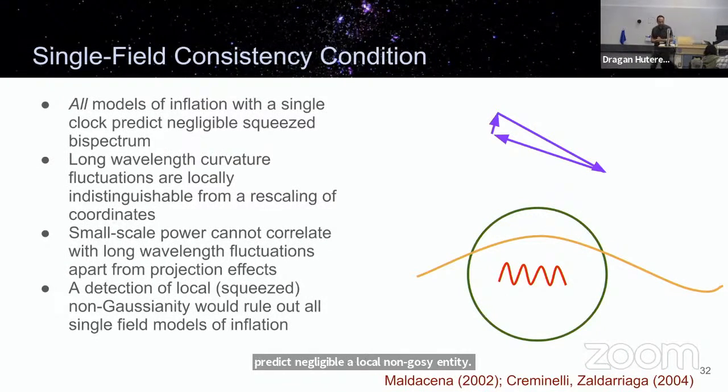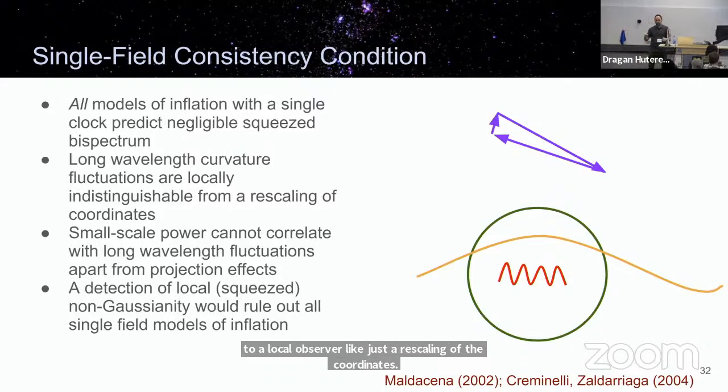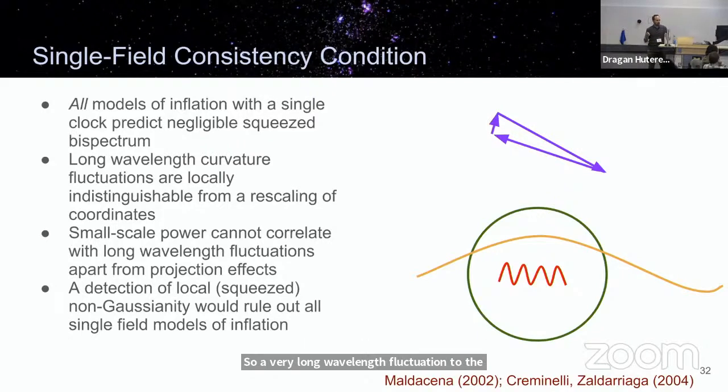I'm going to give you the heuristic version of why this must be true. It's closely related to what we said about adiabatic fluctuations during single field inflation. So long wavelength adiabatic fluctuations look, to a local observer, like just a rescaling of the coordinates. So a very long wavelength fluctuation to the curvature can be absorbed into a redefinition of your coordinates locally. And because you can do that, and make that long wavelength curvature perturbation one that's outside the horizon effectively go away, it can't affect any local physics. It can't affect any of the dynamics that happen on small scales compared to the horizon.